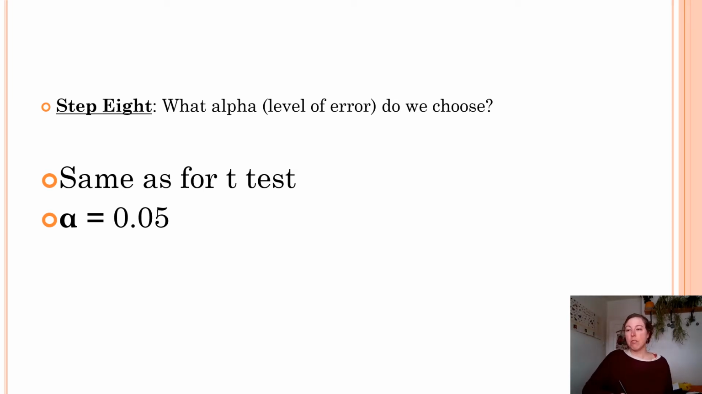So alpha. This symbol is alpha. Often it's drawn like this as well. It's another Greek letter. So 0.05. You just have to memorize it. It comes up a lot.